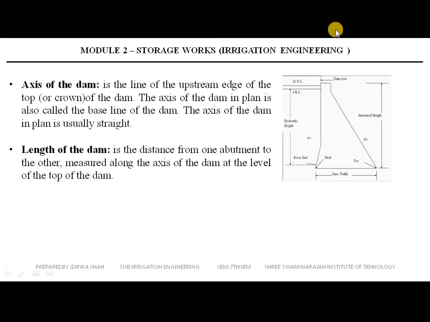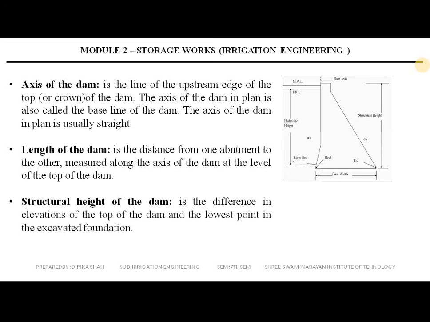मतलब कि यहाँ से लेके दूसरी साइड का जो abutment है वहाँ तक का जो distance है उसको हम लोग length of the dam बोलेंगे. So the left abutment is the one to the left of the person moving along with the current of water, right? सेकेंड है नेक्स्ट हम लोग देखेंगे structural height of the dam, right?